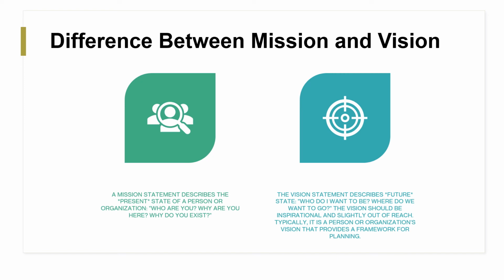Okay, and then typically it is a person or organization vision that provides a framework for planning. And then in terms of the mission, a mission statement describes the present state of a person or organization. Who are you? Why are you here? Why do you exist? So if you still remember the mission statement of, for example, Disney, you can see directly who it is trying to serve, all ages. So this is the difference between mission and vision.